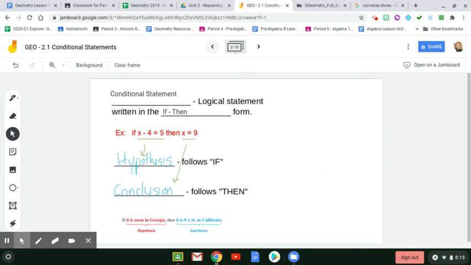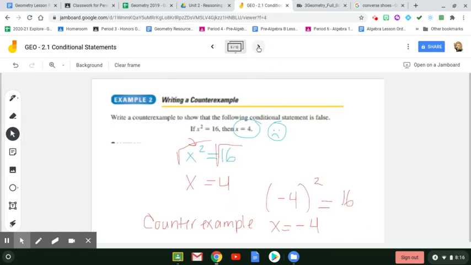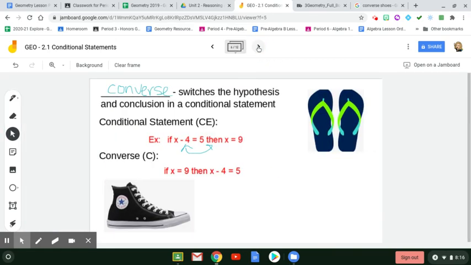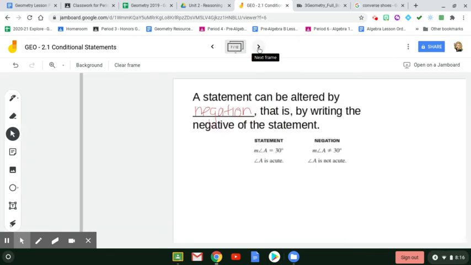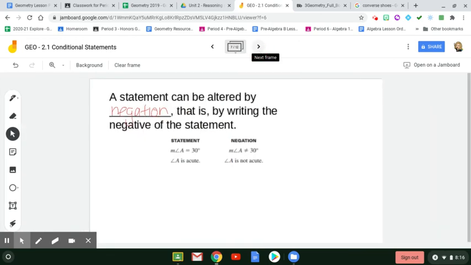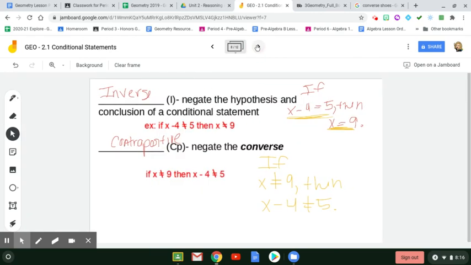The front part is called the hypothesis, and the ending part is called the conclusion. The special parts of the conditional statements, the converse, remember the flip-flop, is whenever you take your statement and you basically flip-flop the hypothesis and the conclusion around. Negation is used in an inverse. Remember when you just make things the negative or the opposite, right?